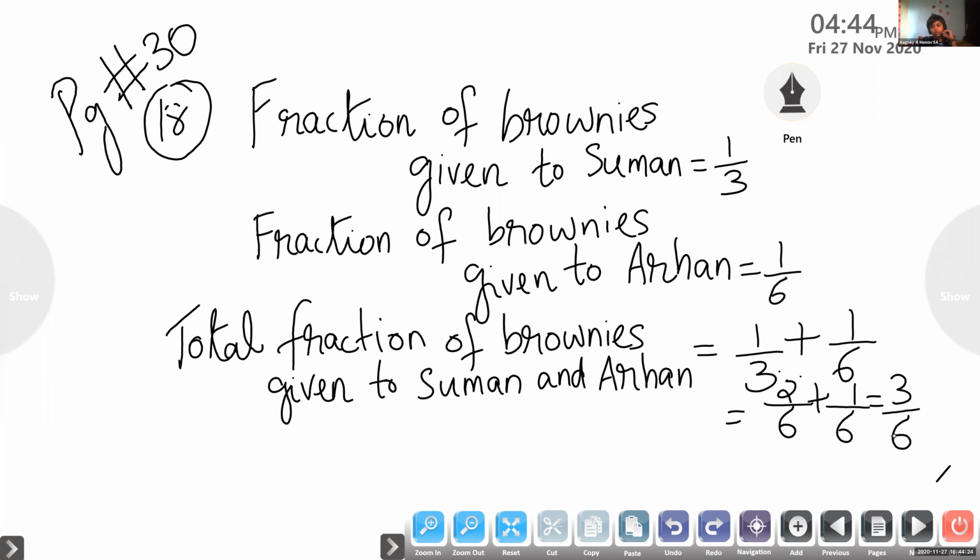So children, if you want to reduce, how can you reduce? You can divide by the highest common factor and write. What's the answer? 1 by 2. Yes, 1 by 2. If we want to reduce into lowest form, we can divide by the highest common factor. So 3 divided by 3 is equal to 1, and 6 divided by 3 is equal to 2. So 3 by 6 is equal to 1 by 2.